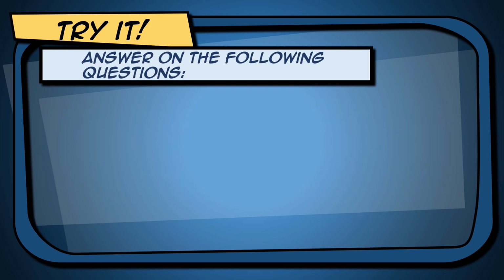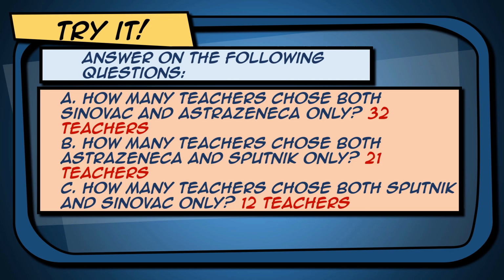Now let's check your work. For letter A, how many teachers choose both Sinovac and AstraZeneca only? Based on our result, we have 32 teachers. For letter B, how many teachers choose both AstraZeneca and Sputnik only? The answer is 21 teachers. And for letter C, how many teachers choose both Sputnik and Sinovac only? The answer is 12 teachers.